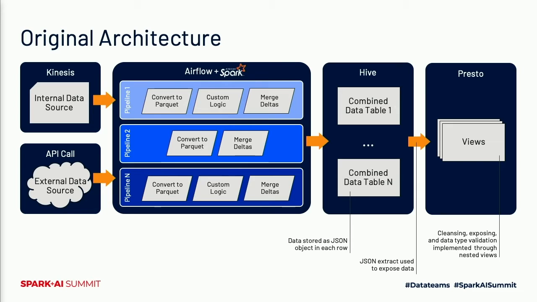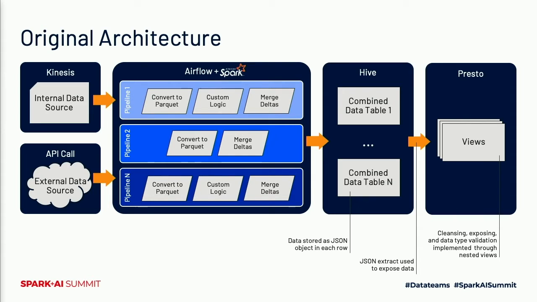The data is landed as JSON, and the first thing we do is convert it to Parquet. Depending on the requirements of the pipeline, a small amount of custom logic might be implemented, and this is the point where we would merge deltas. All of our pipelines are run using Airflow as the orchestrator, and all logic is executed as a combination of both Airflow operators and Spark jobs.